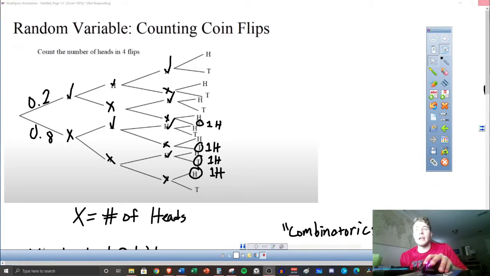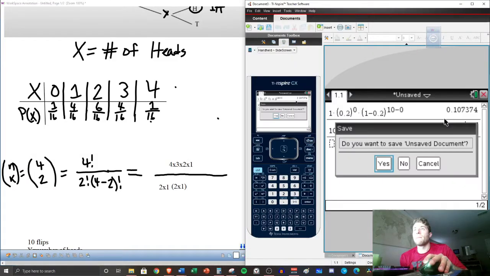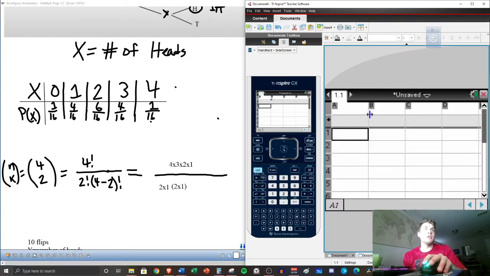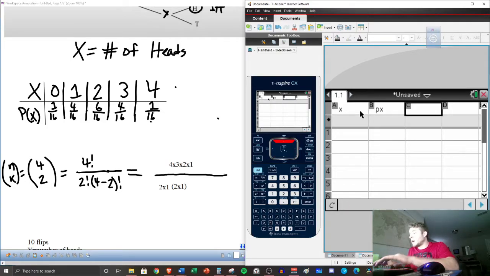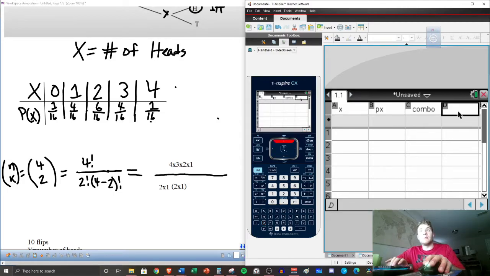While this is loading, let's go ahead and in our calculators make a new document. Don't save. Let's do a list and spreadsheet. We'll call this X. This is P of X. We want our combos. This is going to be the number of arrangements. And we don't need anything else, this is all we need. So we're going to go 1 through 10 on here.